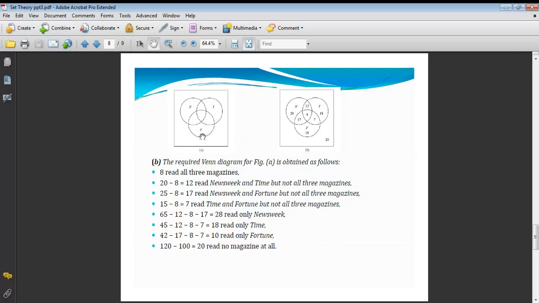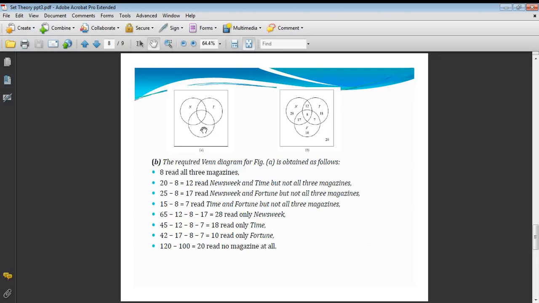Similarly for Newsweek and Fortune, take that intersection, this is given as 25, and remove that 8. So 25 minus 8 is 17. That is the part where Newsweek and Fortune readers are, but not the third one. Similarly, now for Times and Fortune. Take their intersection first, that is 15 given there. So the number of people who read Times and Fortune is 15, but not the third one, so we remove 8: 15 minus 8 is 7. So 7 read Times and Fortune, but not all three magazines.